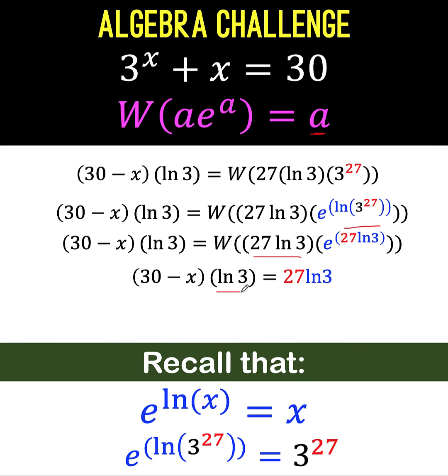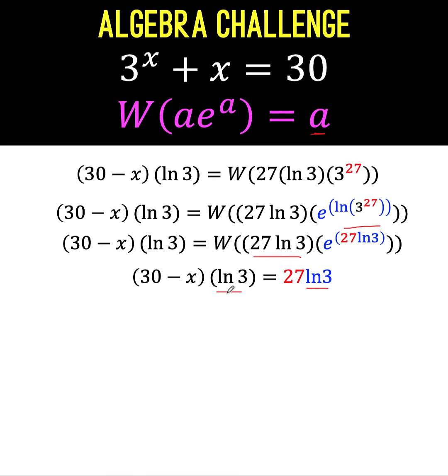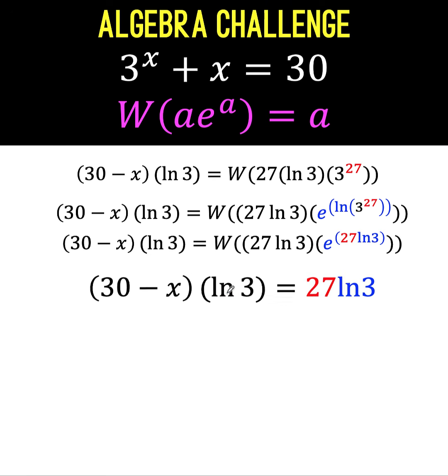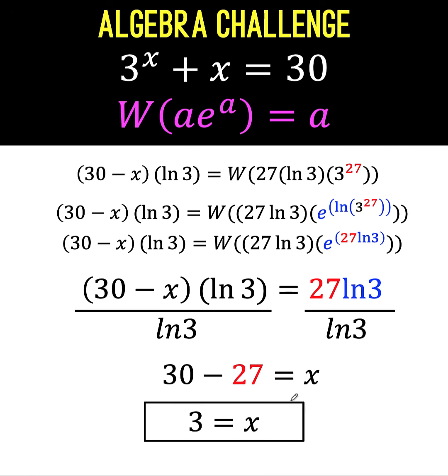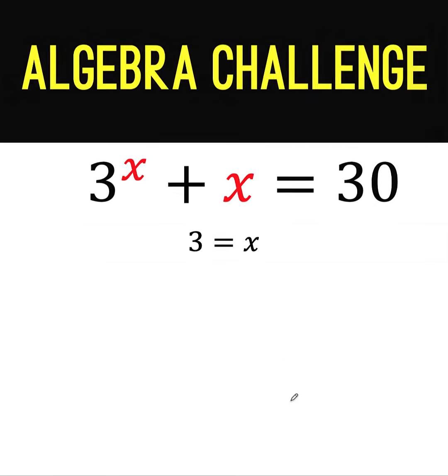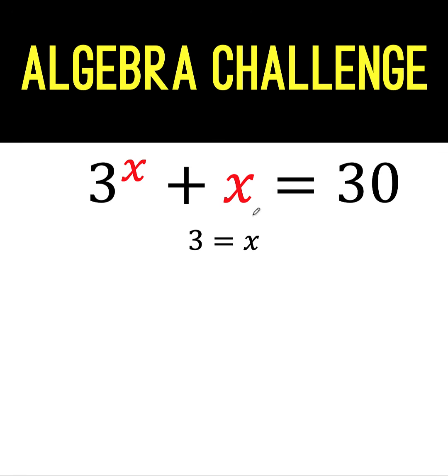Notice also that ln 3 and ln 3 are common factors, so we divide both sides by ln of 3, and the result now is simply 30 minus x at the left side and 27 at the right side. This is now cancelled out, and this is also cancelled out. And then solving now for x, we add x and subtract 27 from both sides of the equation to arrive at x equals 3.